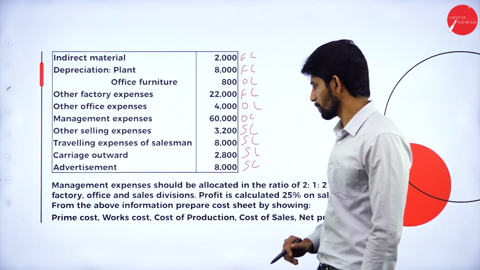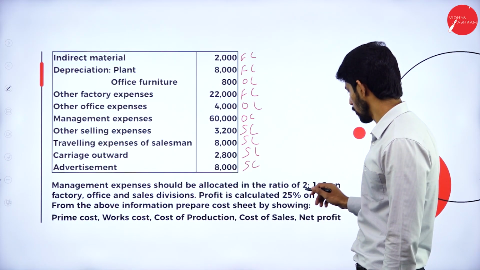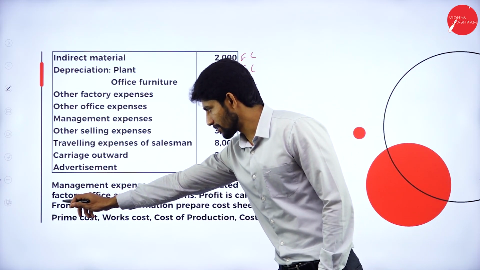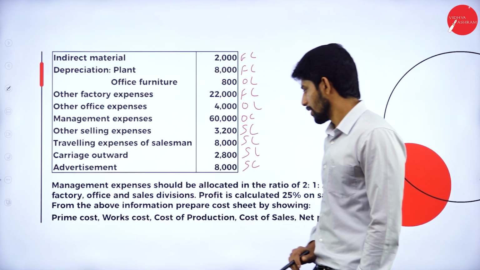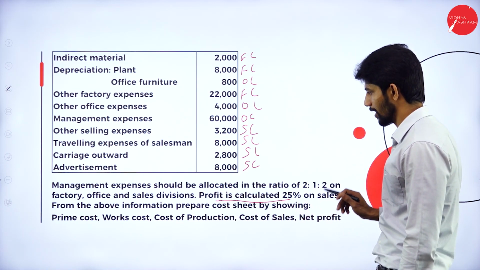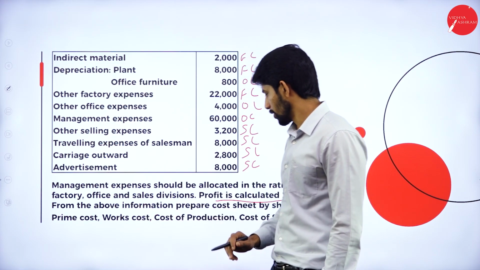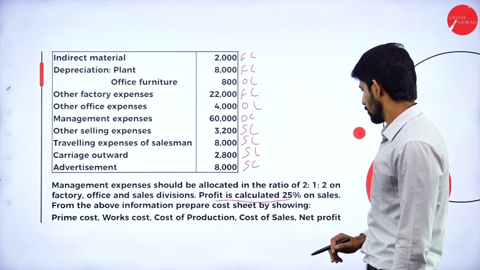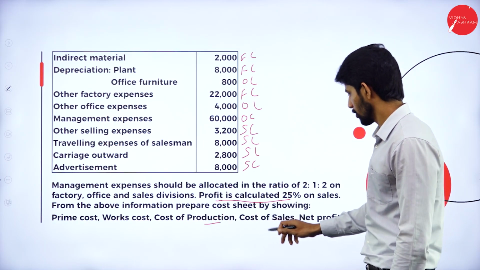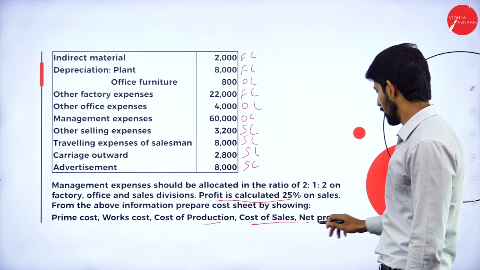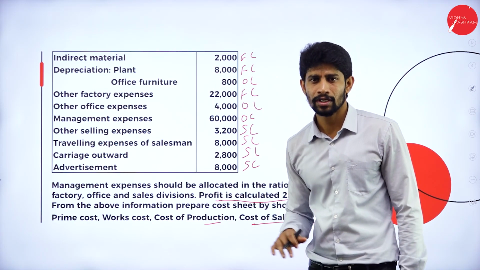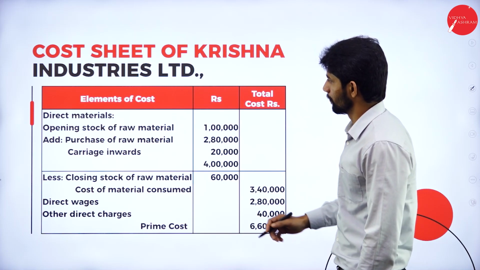Next, management expenses should be allocated in the ratio of 2:1:1 on factory, office and sales divisions. Profit is calculated 25% on sales. From the above information, prepare cost sheet by showing prime cost, work cost, cost of production, cost of sales and net profit. So we marked all the different expenditures. Now directly we solve the problem.